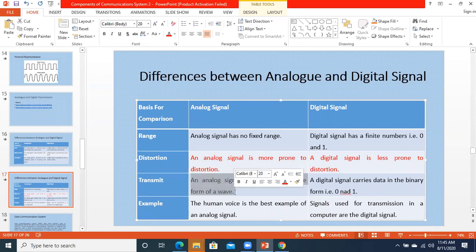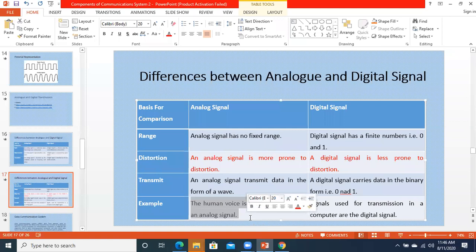An analog signal transmits data in the form of a wave, as we have already discussed, and over here the transmission is in binary. Now see the examples. The best example of an analog wave is the human voice. It is a longitudinal wave. When we are speaking, we are throwing a wave, disturbing the air molecules, and that wave is transferred from our tongue to the receiver, which is a person's ear.